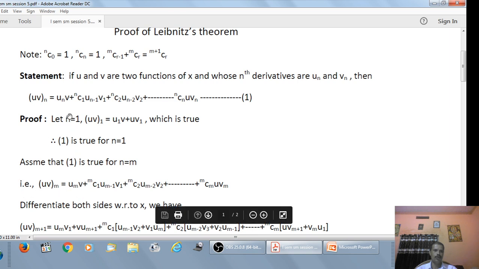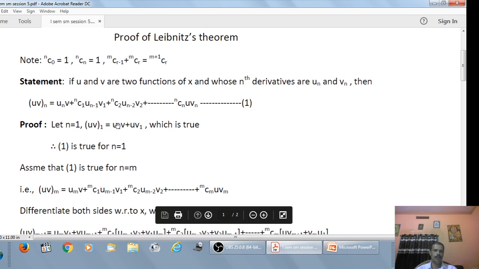u v m is equal to, replacing n by m, u_m v plus, here n is m, m C 1 u_(m-1) v1 plus m C 2 u_(m-2) v2 plus ... plus m C m u v_m. These two are equal, and this is my assumption. Now I have to prove that this result is true for n is equal to m plus 1.